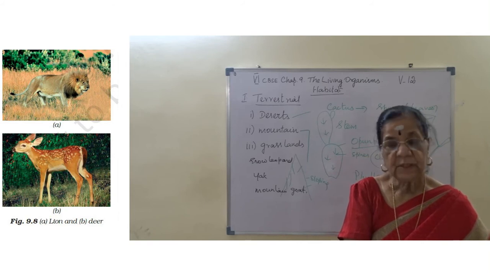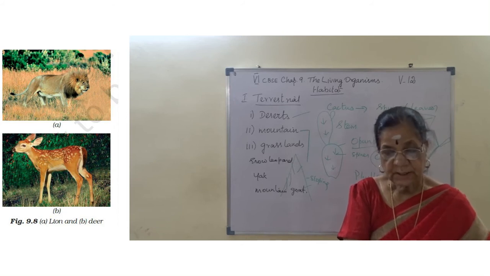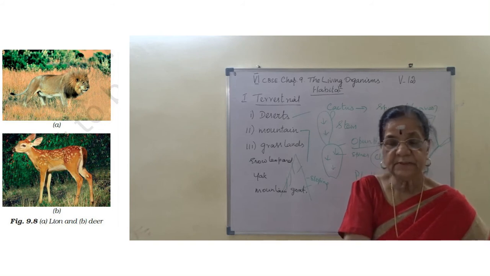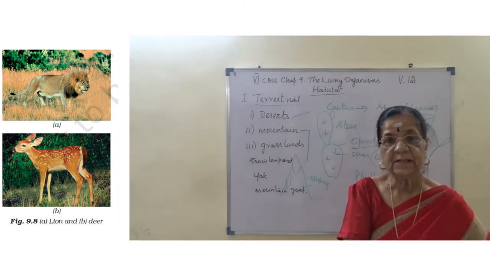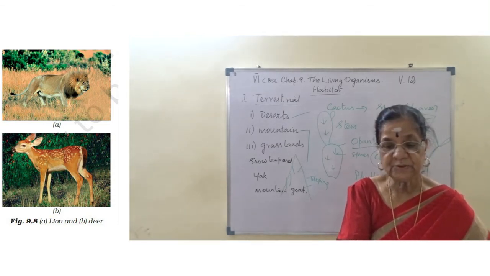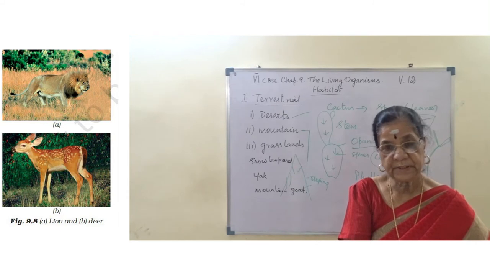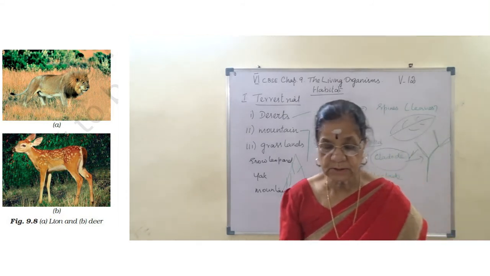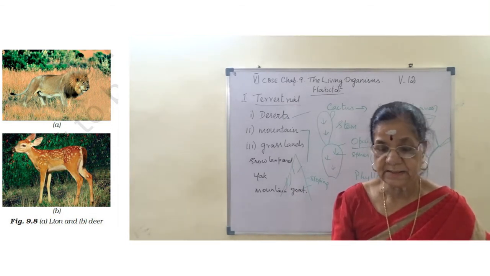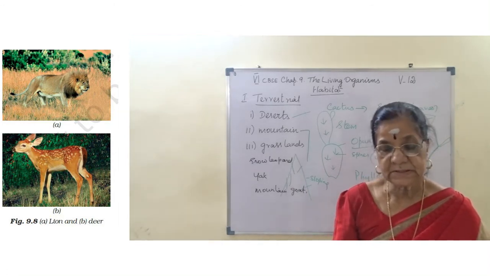Another, lions have long claws in their front legs that can be withdrawn inside the toes. Do the features of a lion help it in any way to survive? Yes, it's another reason. What are the features? Its light brown color helps it to hide in dry grassland when it hunts for its prey. Prey means animals to eat.